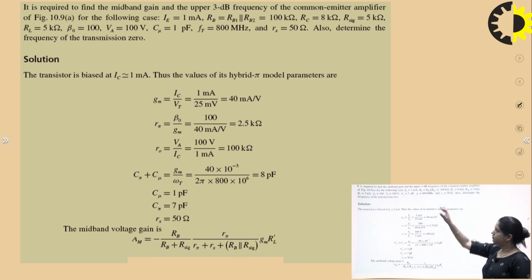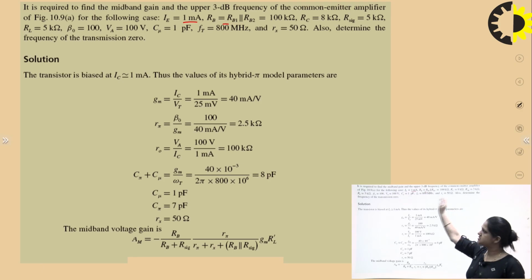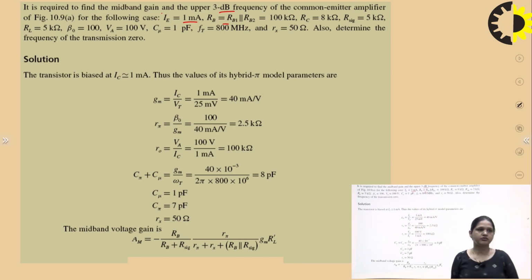It is required to find the mid-band gain and upper 3 dB frequency of the common emitter amplifier as shown in the previous figures. For the following case, the data is given: IE is given, RB is given, RC is given, all the circuit parameters are given to you. You have to determine the frequency response, the mid-band gain, and the 3 dB frequency.